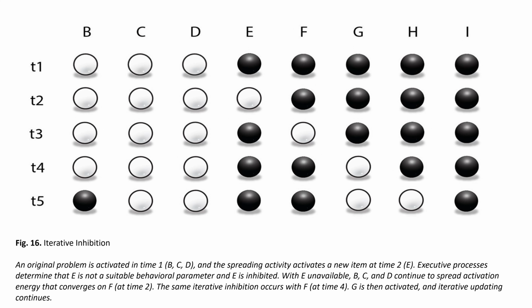Here we see the newest addition to working memory, F, is unhelpful or not task relevant. In this case, it's inhibited. The same items that recruited it continue to spread activation energy without being able to reactivate it. Multiple rounds of iterative inhibition may be required before an appropriate item can be identified.